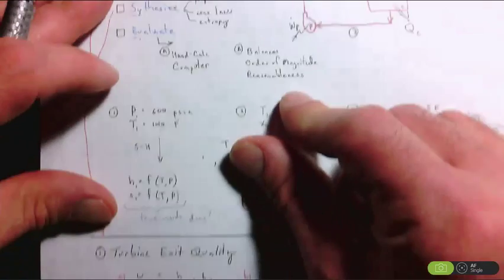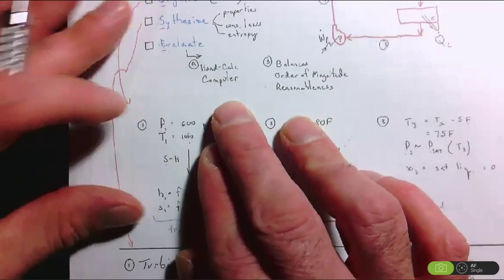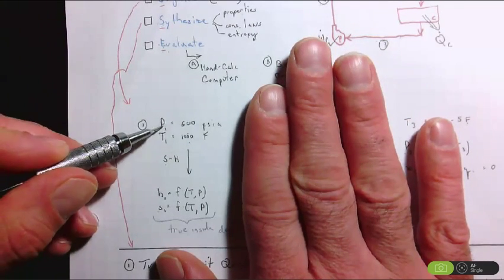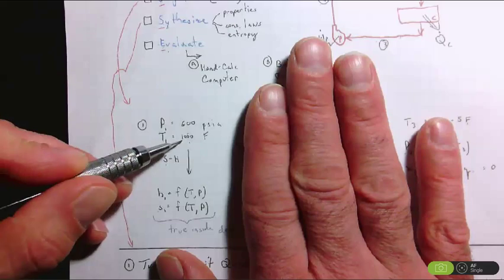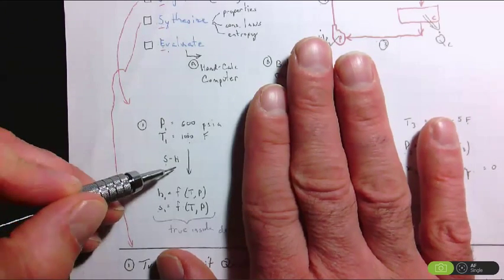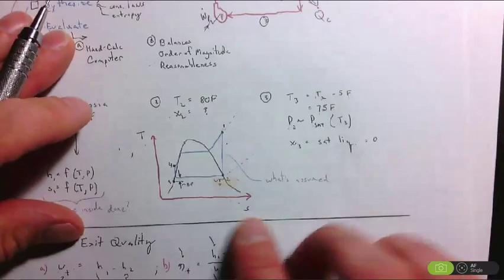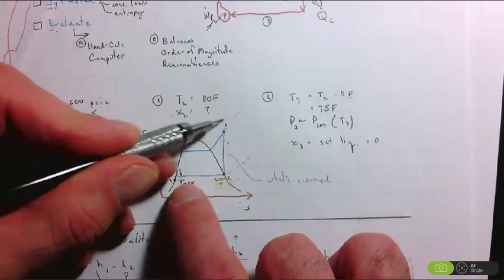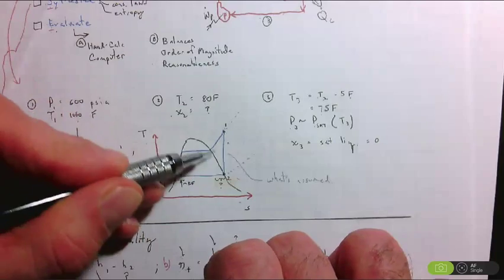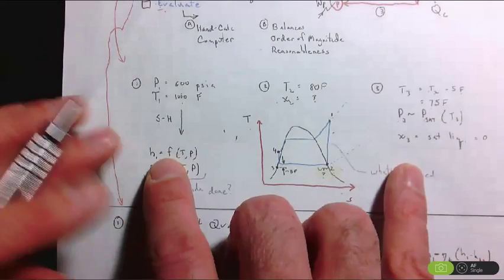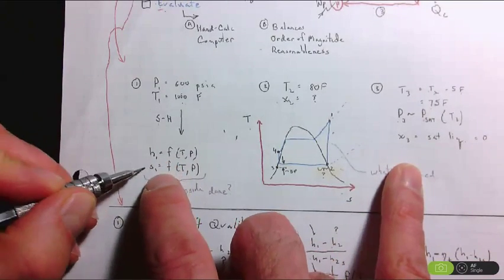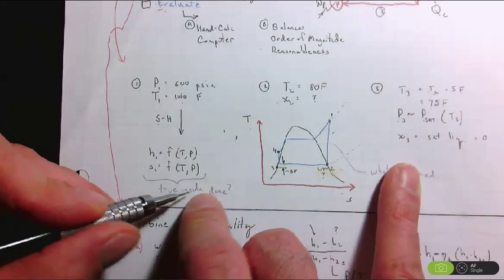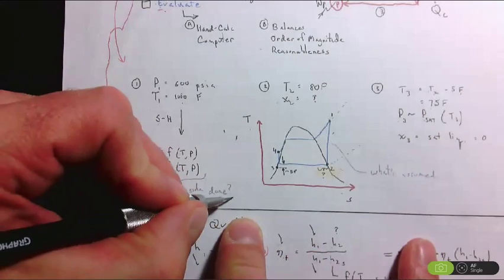Okay, so now let's further synthesize, looking at state 1, P1 equals 600 psia, T1 equals 1,000 degrees Fahrenheit. It is superheated because in a classic Rankine cycle, state point 1 is in the superheated region. In this region, we can calculate enthalpy and S as functions of temperature and pressure. Is this true inside the dome? No.